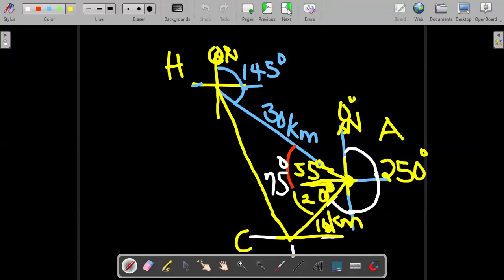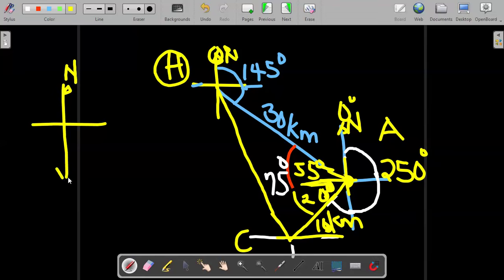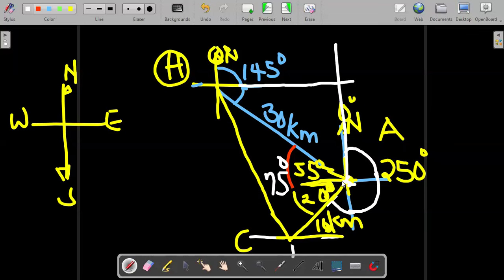Where is the harbor now? This is our H, the harbor. They say how far east. Look at the cardinal points. Here is north, here is south, here is east, and here is west. So when they say how far east, what does it mean? It means how far east of the harbor is this side. This is where the ship is before it changed to point C. Let me call here D.